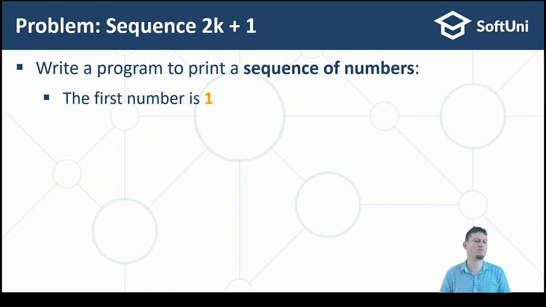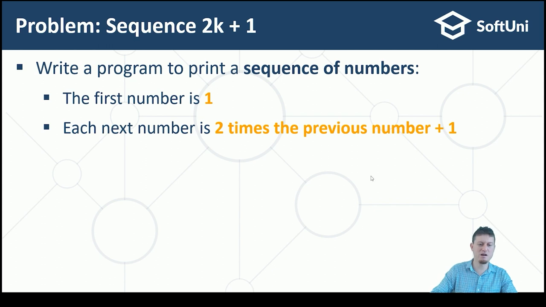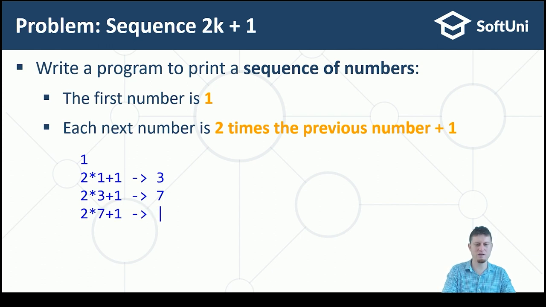The next problem is called sequence 2k plus 1. We want to write a program to print the values of a special sequence, which is defined by the number 1 and 2 times the previous plus 1. What does this mean? That we have 1, the next is 2 times 1 plus 1, which is 3. And the next is 2 times 3 plus 1, which is 7. And the next number is 2 times the previous 7 plus 1, which is 15, etc. So we have 3, 7, 15.